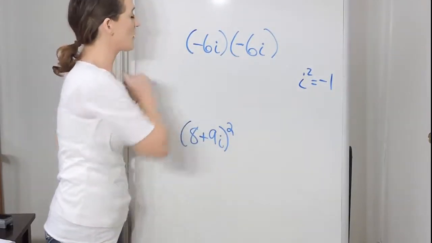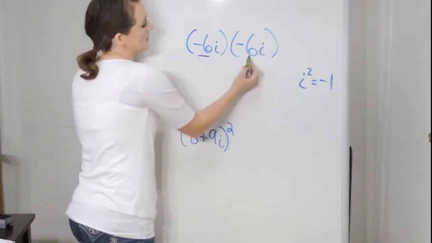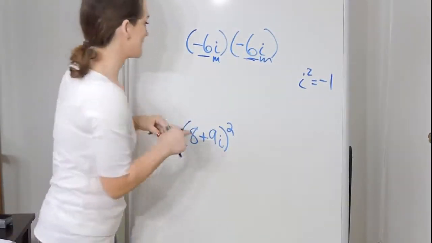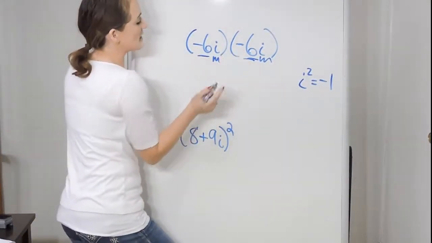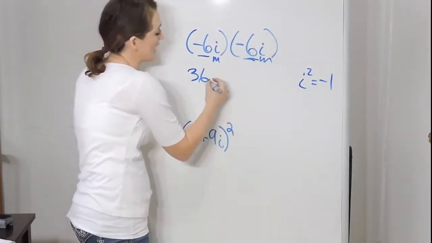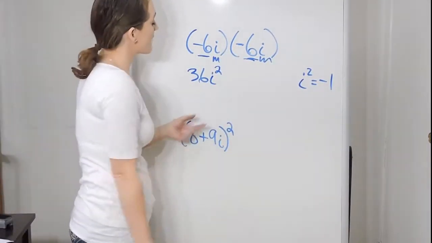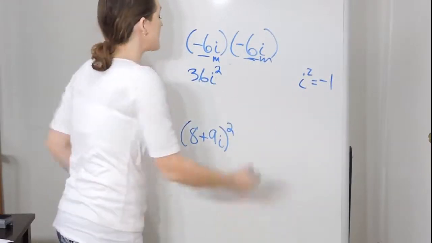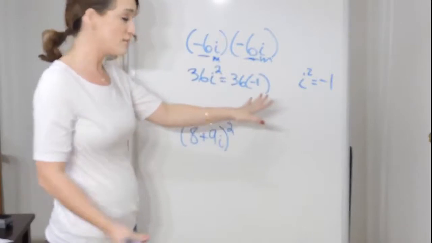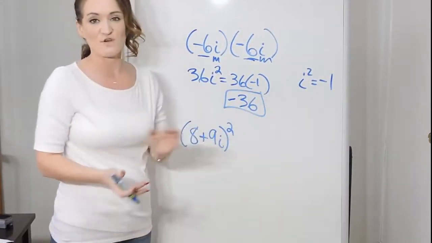So if I'm looking at the top problem here, -6i times -6i, what we're going to do is multiply the numbers together, and then multiply the i's together. So -6 times -6, that's a positive 36. And then i times i is i squared. But then what we need to remember from that is that i squared is -1. So this is like saying 36 times -1, which is going to give us a -36 as our final answer there.